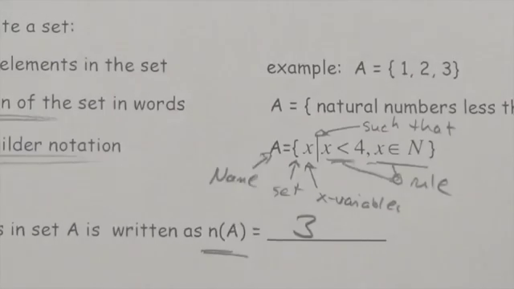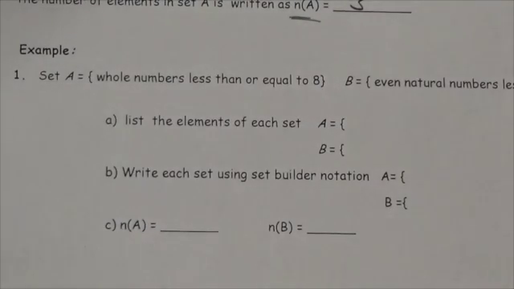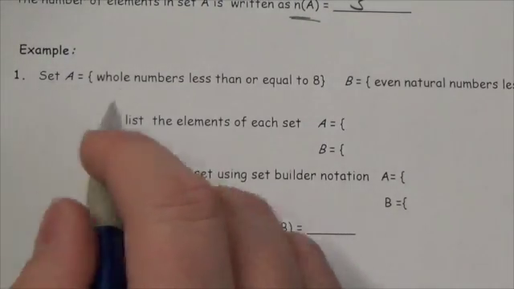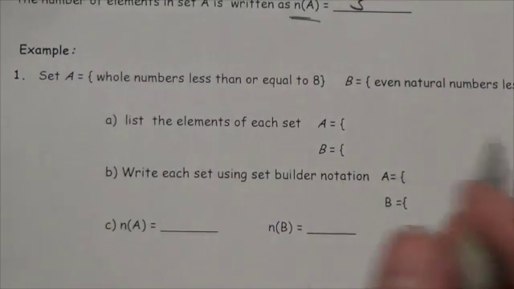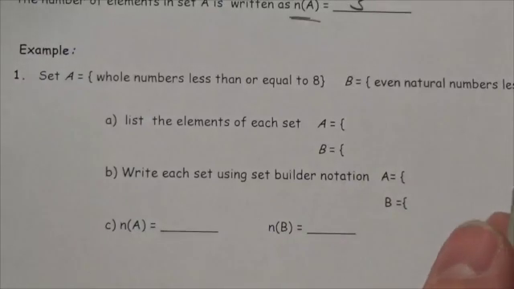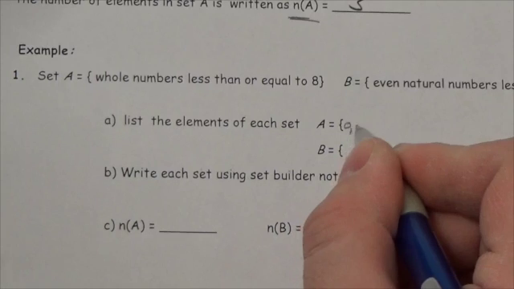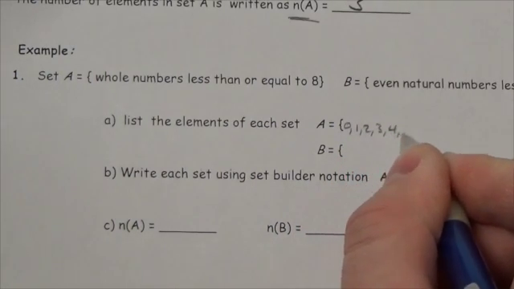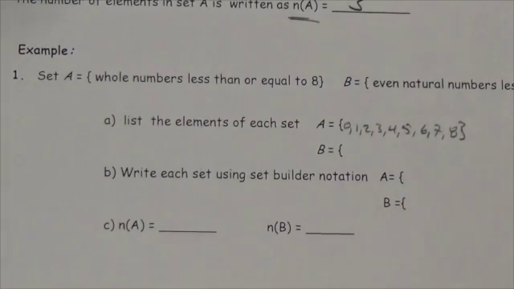Now let's take a look at some examples. Answer the following questions given that A is the set of whole numbers less than or equal to 8, and B is the even numbers less than 10. All right, so question 1 here. The first part of this question is to list the elements in each set. Whole numbers less than or equal to 8. Whole numbers start at 0, so 0, 1, 2, 3, 4, 5, 6, 7, and then less than or equal to, so we are going to include 8 at the end there.